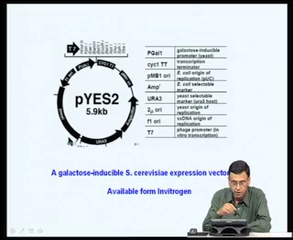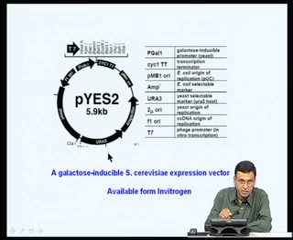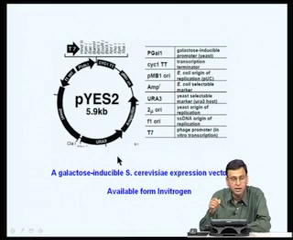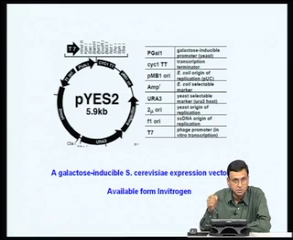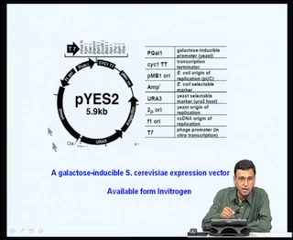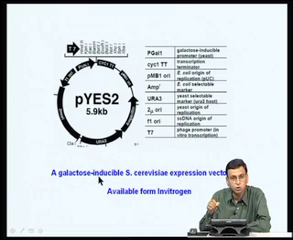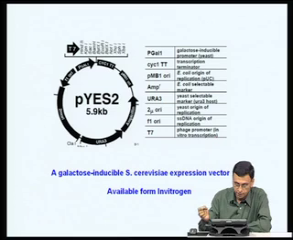So, it is an episomal vector, and it has URA3 as a selection marker. So, you can select the cells by plating the cells in URA minus medium. If there is no uracil in the medium, only those cells which have taken up the plasmid will survive, whereas those cells which are non-recombinants will die.